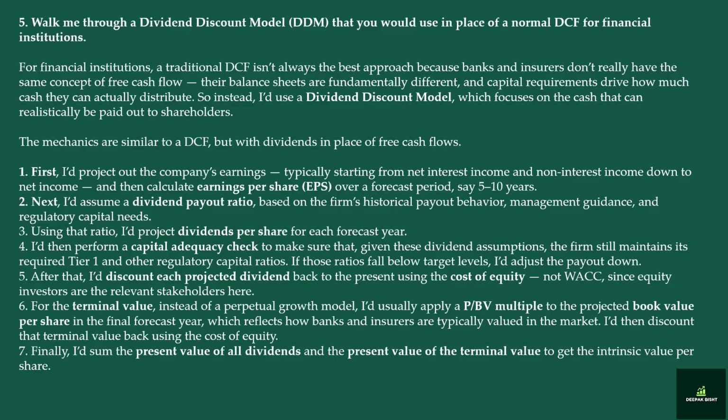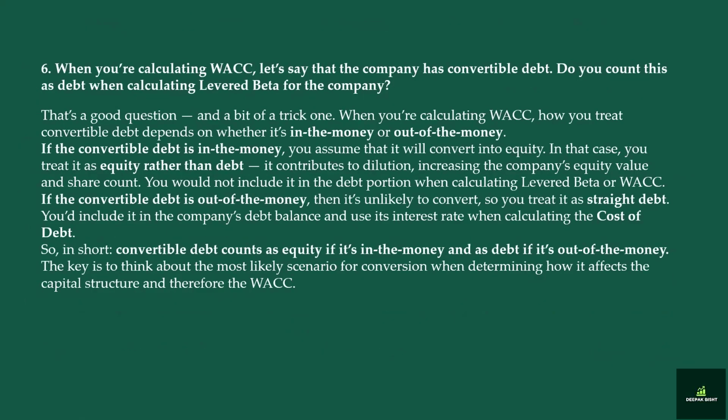Okay, so let's move to question number 6 now. I hope we have covered everything here. When you're calculating weighted average cost of capital, let's say the company has convertible debt. Do you count it as debt when calculating leveraged beta for a company? So when you are calculating weighted average cost of capital, do you or do you not consider convertible debt?